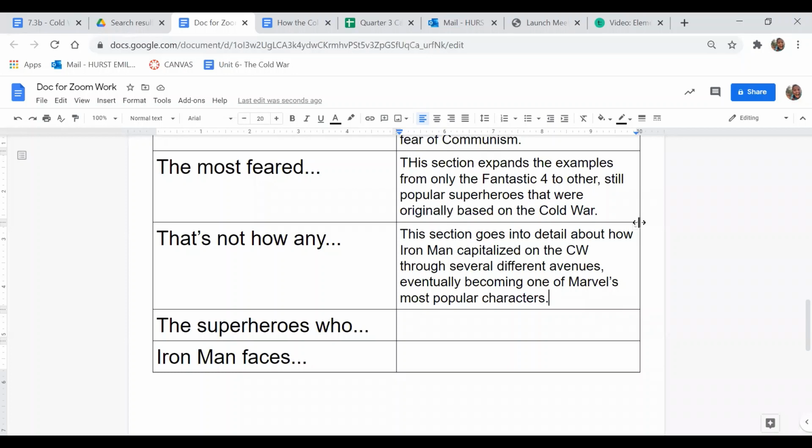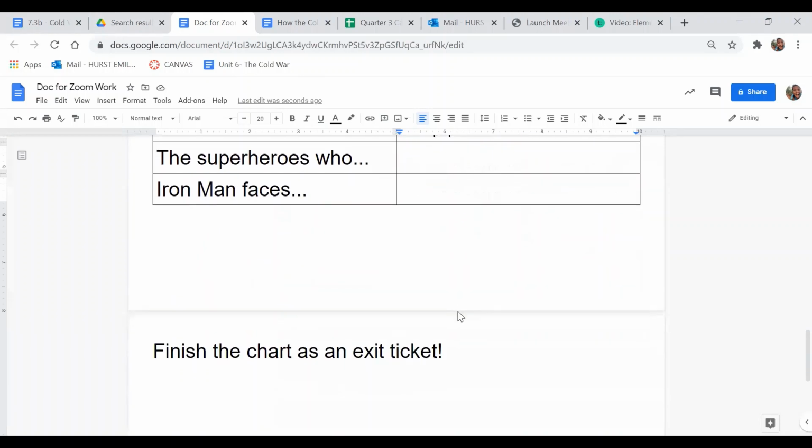All right, so "The Most Feared Man in All of Asia" gives more examples, other than the Fantastic Four, of other superheroes that became really popular but were originally based on the Cold War and were created during that time. "That's Not How Any of This Works" really focuses on just Iron Man. Obviously, Iron Man is one of the most popular superheroes, and he really capitalized on the Cold War through several different avenues, eventually becoming one of Marvel's most popular characters. So at this point, we've gotten the Fantastic Four, Hulk, Spider-Man, and Iron Man. I think that's it, which is pretty interesting.